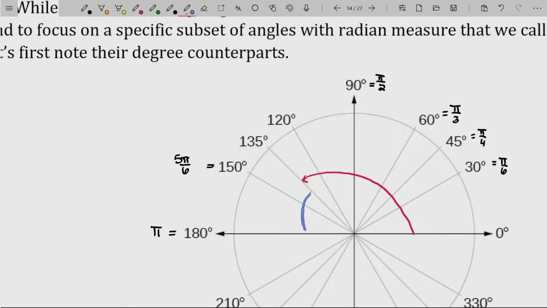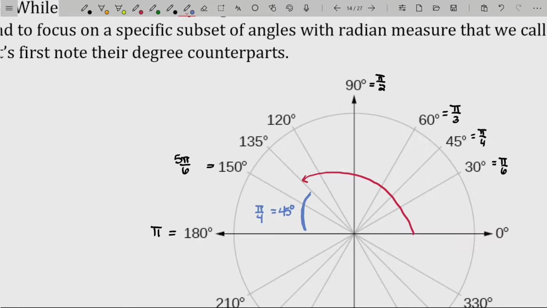This is called a reference angle, and we'll talk about that, I think, in the next video or the video after that, but it's just the fastest way to get to the x-axis. That reference angle right there is 45 degrees, right? It's symmetric to this angle right here. So it is 45 degrees, which means that angle is pi over 4.